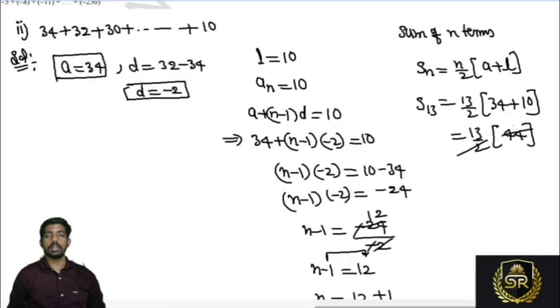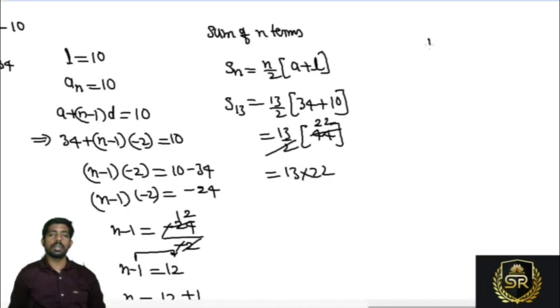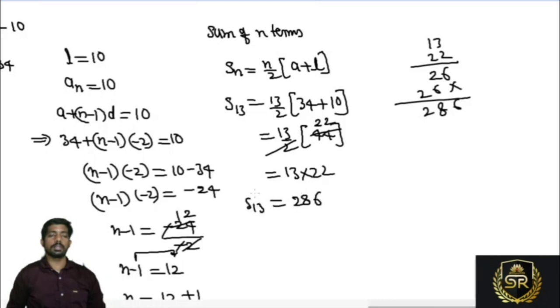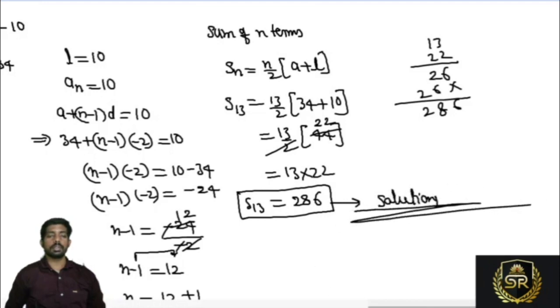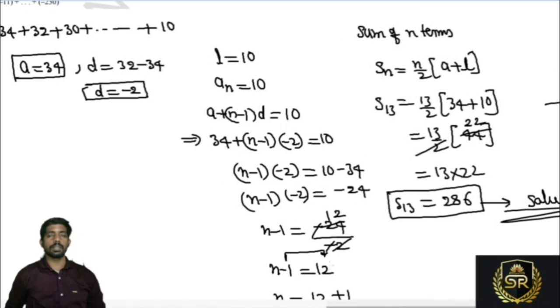Okay, if I divide, 2 2s are 4, 2 2s are 4. So 13 into 22. 2 3s are 6, 2 1s are 2. So 6, this is 8 and this is 2. Okay, 286. 286 is the sum of 13 terms. Therefore, this is the required result. This is the solution for the given question.